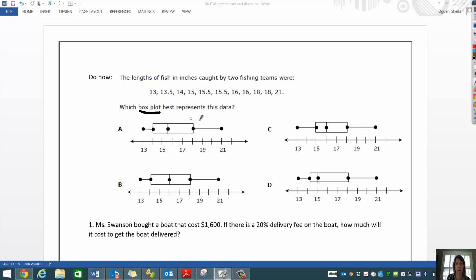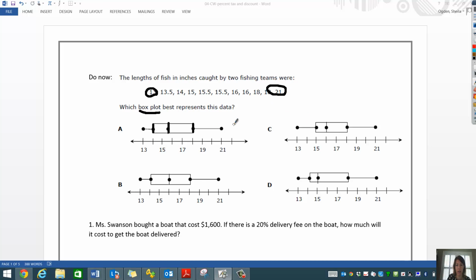Well, if I look at a box plot, I remember that the middle line is the median. The beginning of the box is Q1. The end of the box is Q3. And then I've got a minimum and a maximum. So my minimum is 13. My maximum is 21. I checked that my data are already in order, and they are.